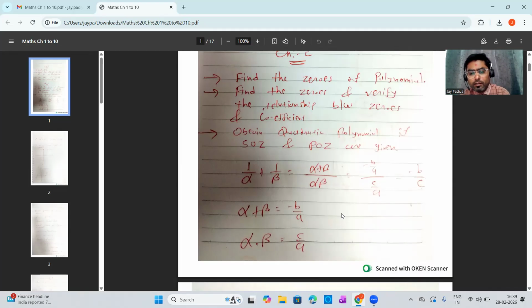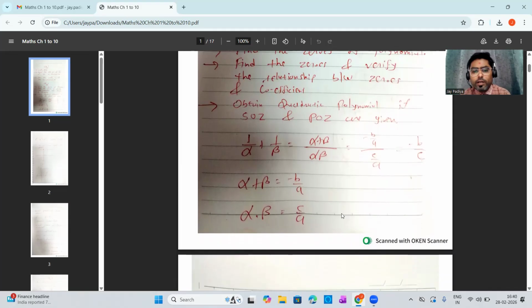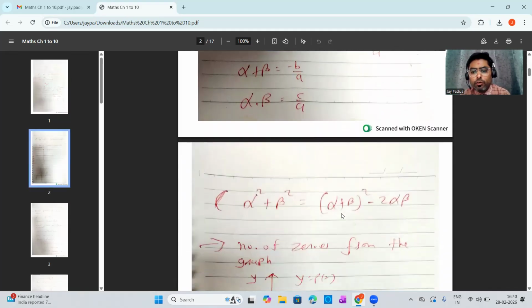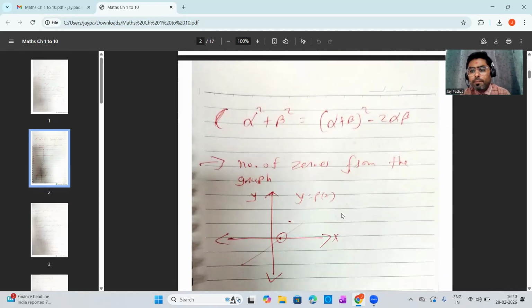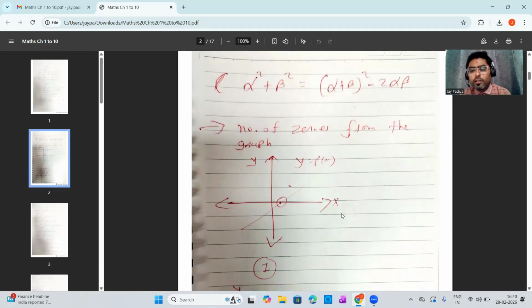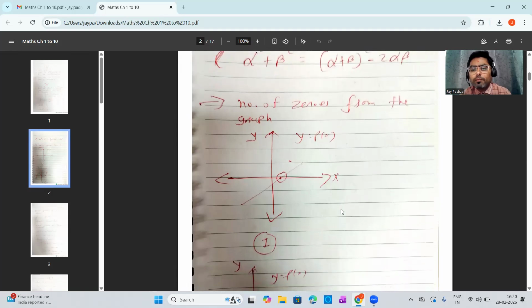Okay, and over here I have derived some relations. These relations, they may ask you in MCQ also. 1 upon alpha plus 1 upon beta, right? Alpha plus beta you already know, alpha into beta you already know. Another relation, alpha square plus beta square equals (alpha plus beta) whole square minus 2 alpha beta. And this topic is also asked in MCQ form.